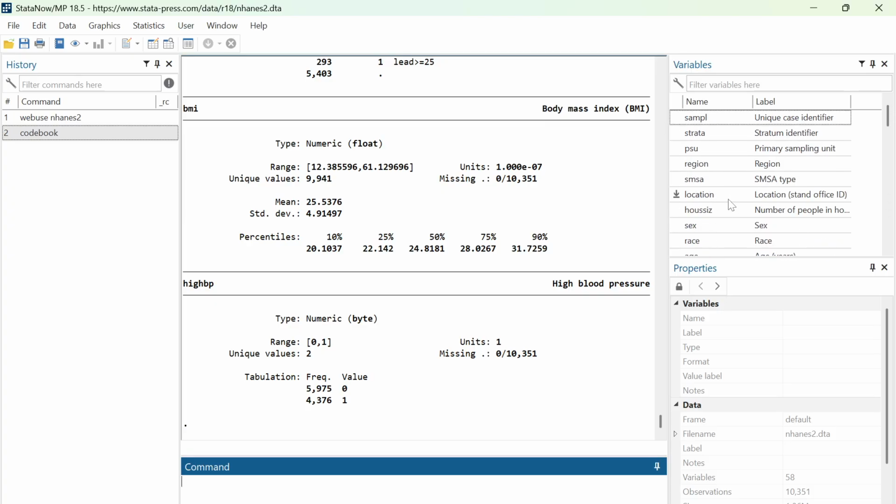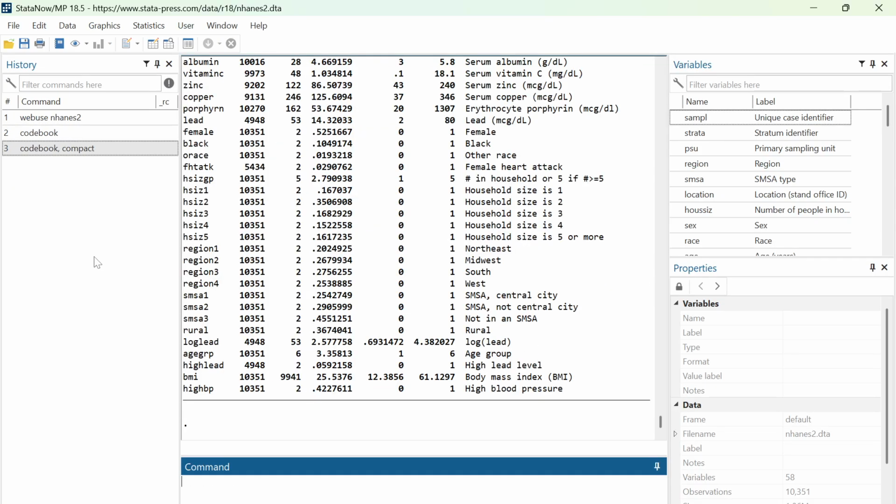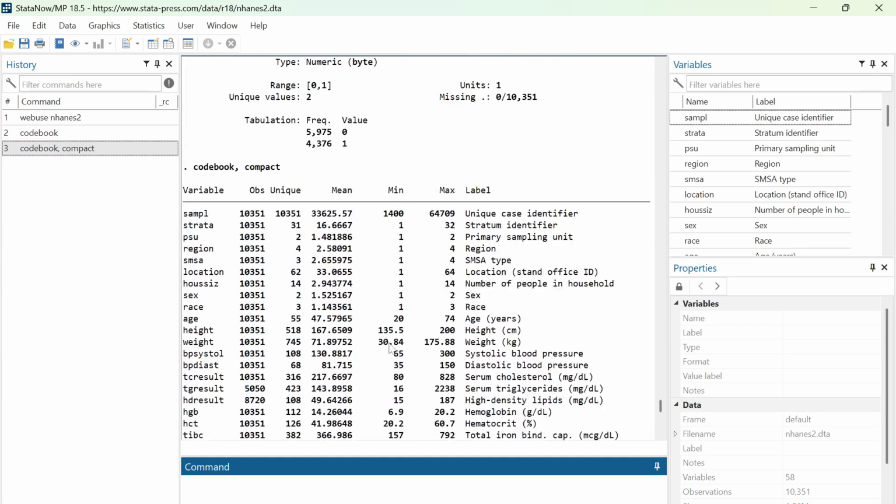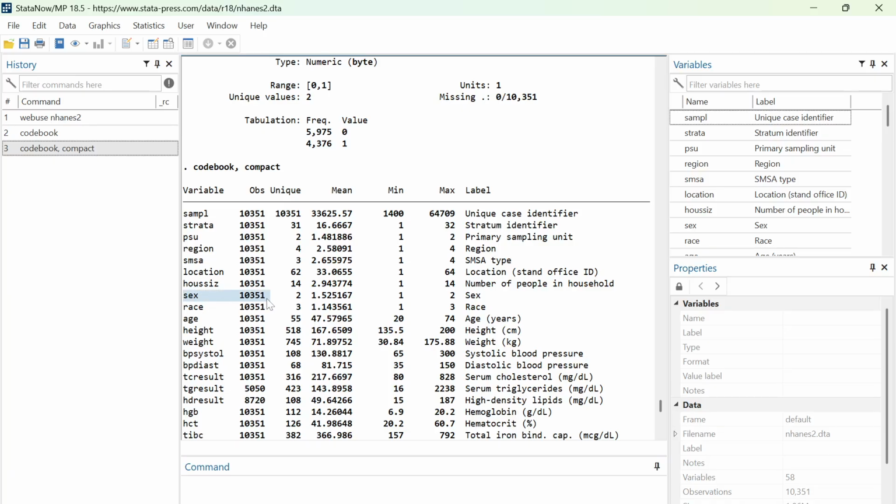So you need to play around with this, and in order to do that, the codebook command with the compact option makes it so easy. Okay, codebook comma compact. Now these are all your variables in the dataset. So you look at here, the name of the variables, unique observations, the mean, minimum and maximum, and the description about the variables, like household seats. That means the number of people in the household. So that is household size.